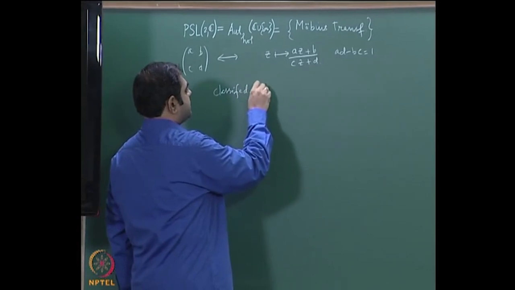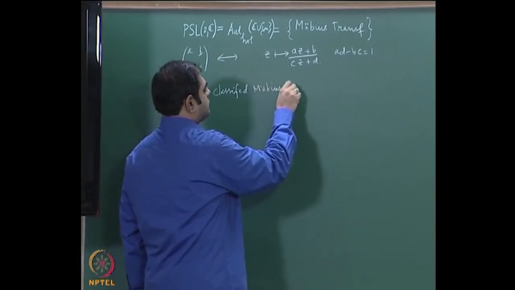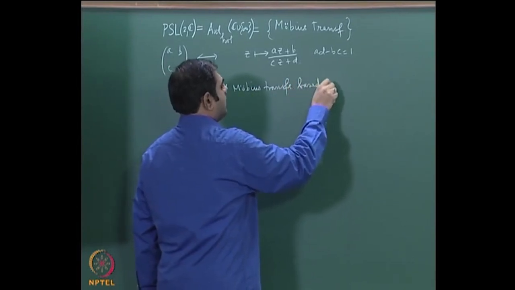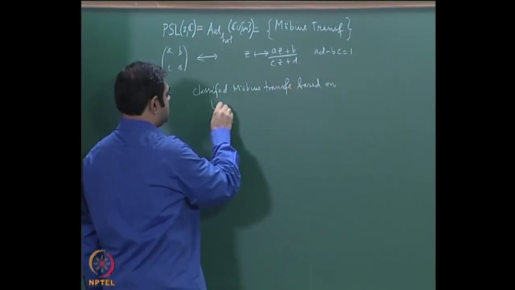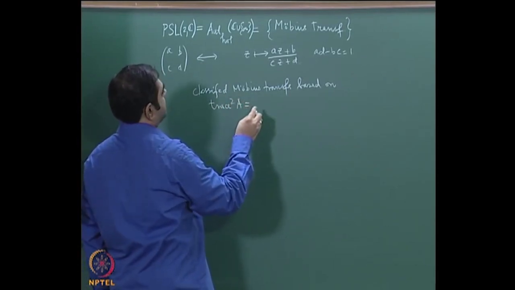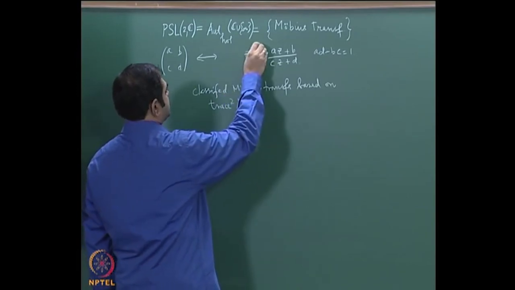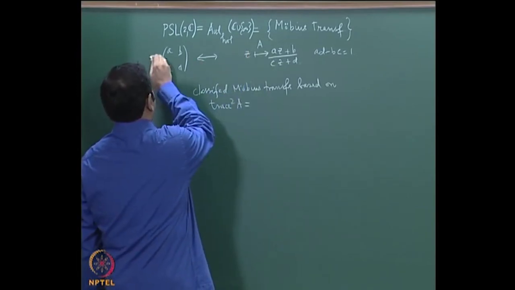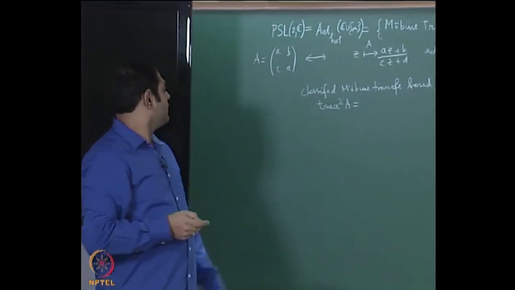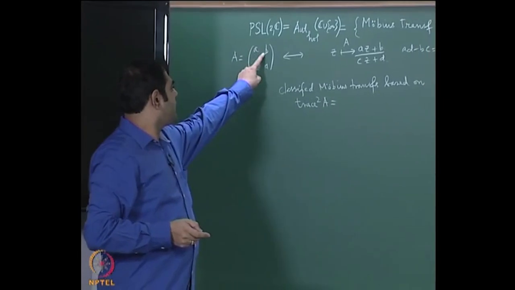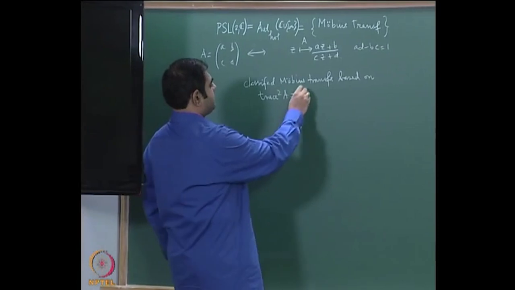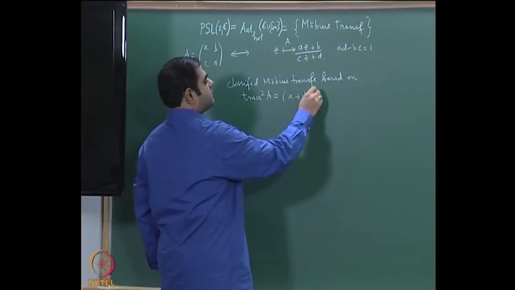So what we did last time was we classified Mobius transformations based on trace squared. So if I call this Mobius transformation A, or if I call the representative matrix A, the only ambiguity is that I could have had a minus sign, but that is the reason I am taking trace squared of A, and this is (A plus D) the whole squared, okay.